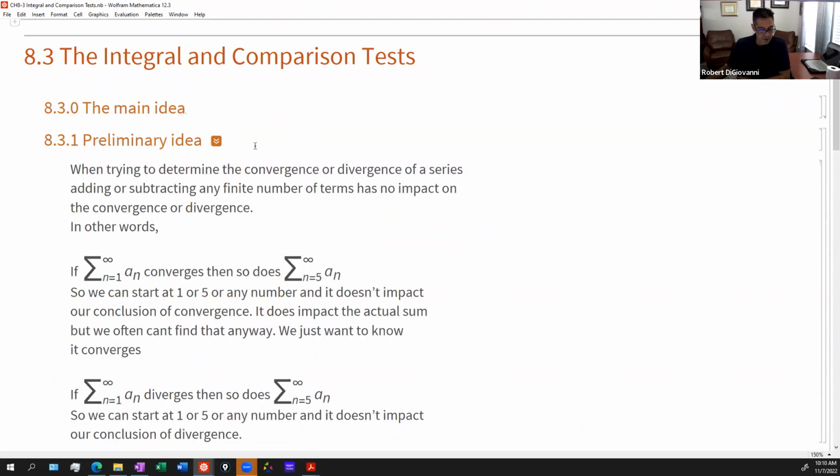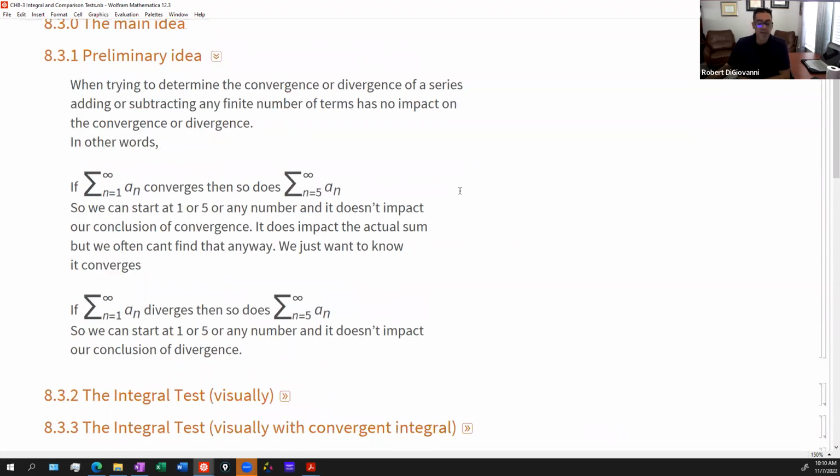All right, so the first thing we need to establish before we get into this section are some things that hopefully are intuitive and make sense to you. So this first thing says, suppose you got a series, and it converges. Now notice that that series starts at one, goes one, then two, then three to infinity. Well, if that converges, do y'all agree that if we start at five for the same series, it should also converge?